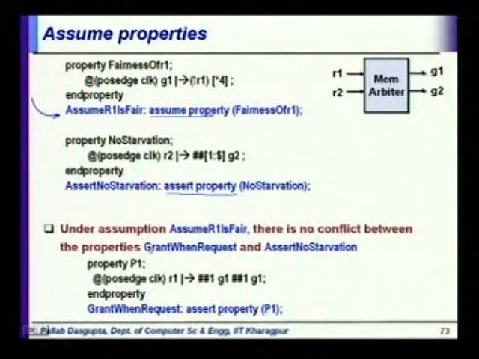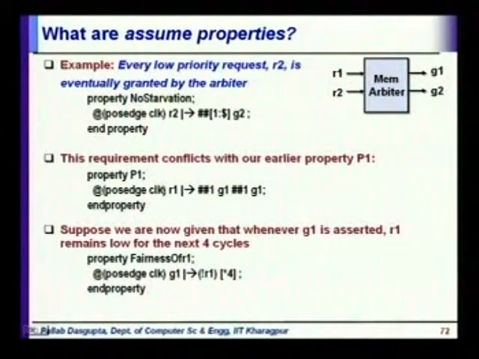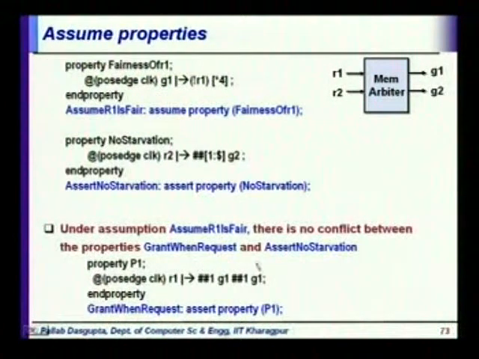Now under the assumption assume_R1_is_fair, there is no conflict between the properties grant_when_request and assert no_starvation. There is no conflict between grant_when_request, this property, and assert no_starvation, there is no conflict now. Do you see that there is no conflict now by virtue of this assumption?